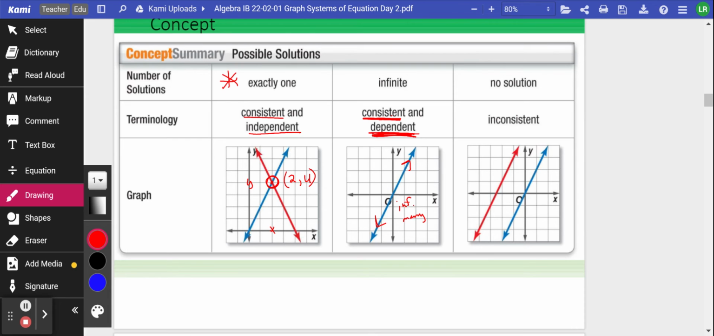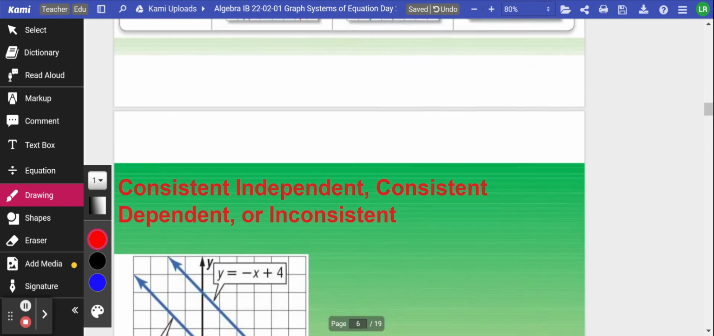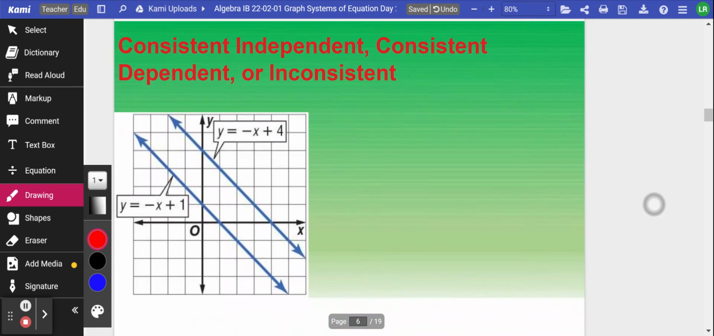And then we have no solution. That is, terminology-wise, an inconsistent system. Now, when you see these, you're going to notice that they start in different places, but the slopes look the same. They're parallel lines, and our answer for this would be no solution. Now let's look at a few of these so that we can see some little nuances between all this.